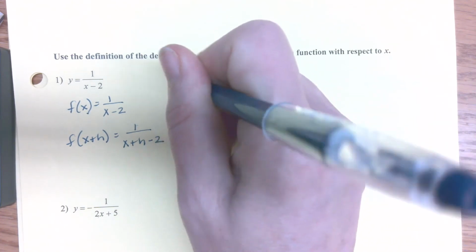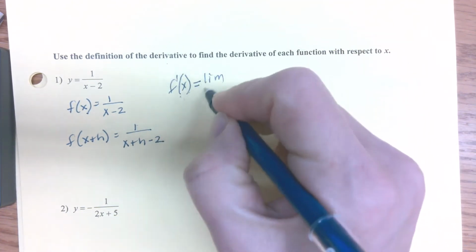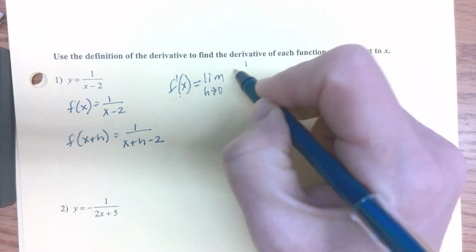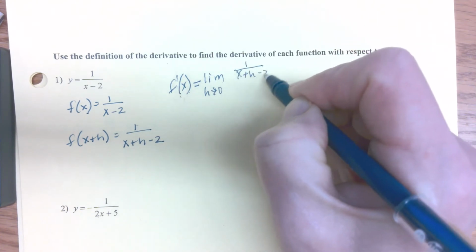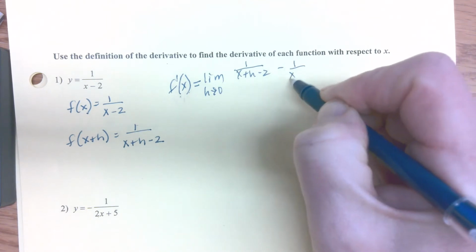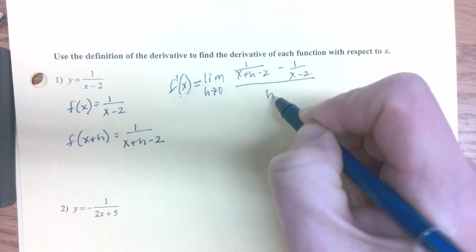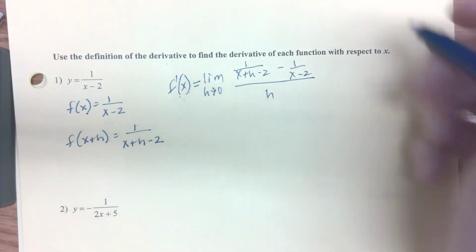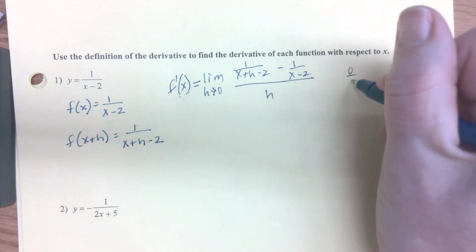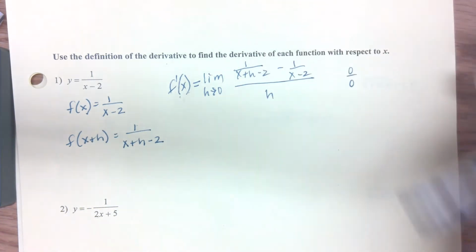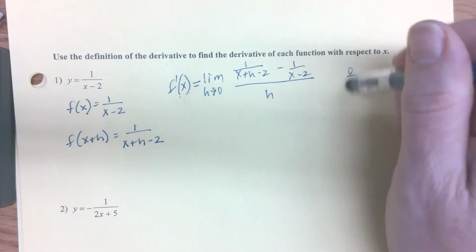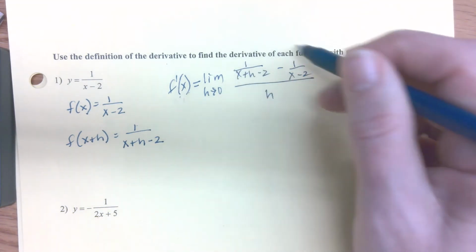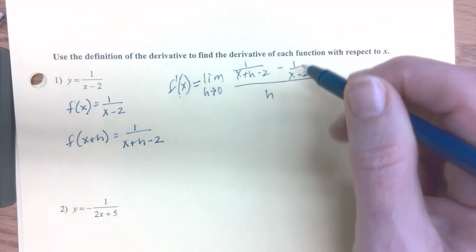Not that that matters too much, but it is the limit as h approaches 0 of f of x plus h, so that's 1 over x plus h minus 2, minus f of x, 1 over x minus 2, all over h. If I plug in and do my limit the way that I usually want to do, I end up with 0 over 0, which is a problem, and that means that this can be simplified or cleaned up, and we do it by dealing with this complex fraction.